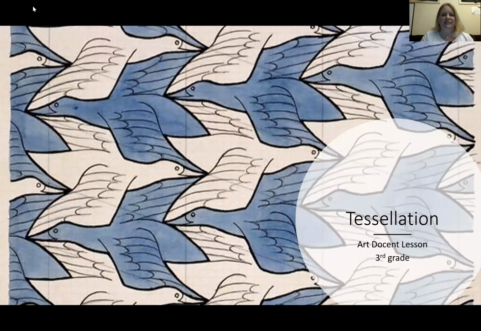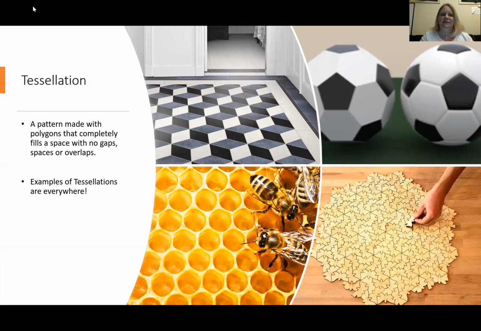This is an example of a tessellation that you see on the slide. A tessellation is a pattern made with polygons that completely fills a space with no gaps, spaces, or overlaps. If you remember, you've been doing some geometry at home, and a polygon is any shape that has at least three sides and is closed in. So when you think of shapes like triangles or squares or rhombuses, parallelograms, but also shapes that don't necessarily have a traditional name.